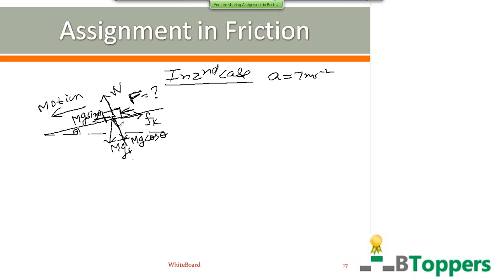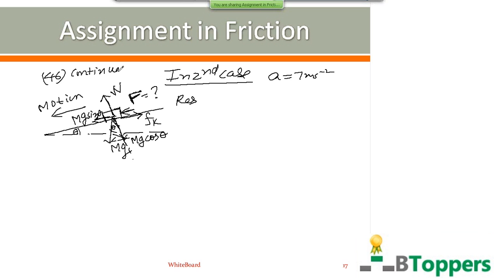The component mg cos theta acts perpendicular to the inclined surface, opposite the normal reaction. The component mg sin theta acts down the inclined plane, parallel to the inclined surface. Fk represents the magnitude of kinetic friction of the block, which acts up along the inclined plane. So, the magnitude of the resultant force on the block down the incline in the second case.